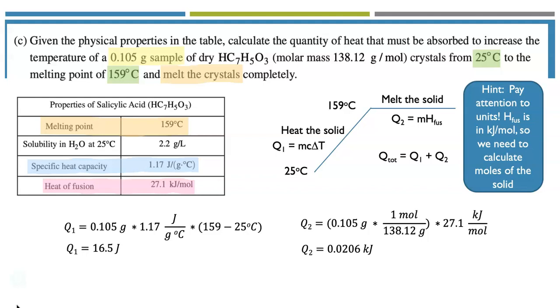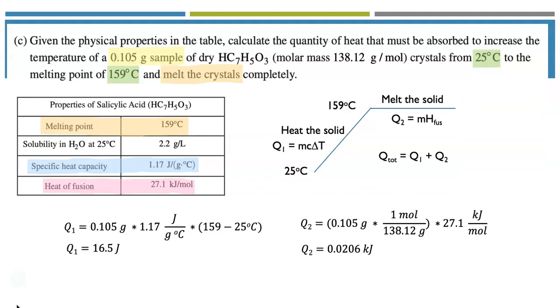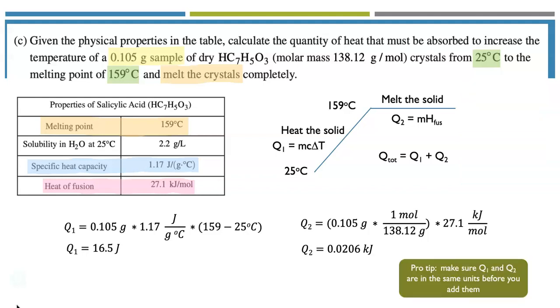And of course, we know to get the total energy, we need to add Q1 and Q2. But Q1's in joules, and Q2 right now is in kilojoules. They really need to be in the same unit before we add them up, or this won't make sense. So I'm going to take my kilojoules and multiply it by 1,000 to turn it into joules, which would be 20.6 joules. And so to find the total energy required to bring about this change, I'm going to add Q1 and Q2, and I get 37.1 joules for my total answer.